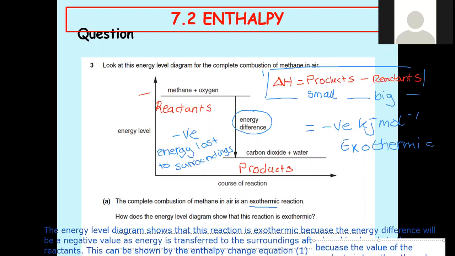So yes, it is only a 2-mark question, but this is a place where I really do think taking your time and reading the question is really important.